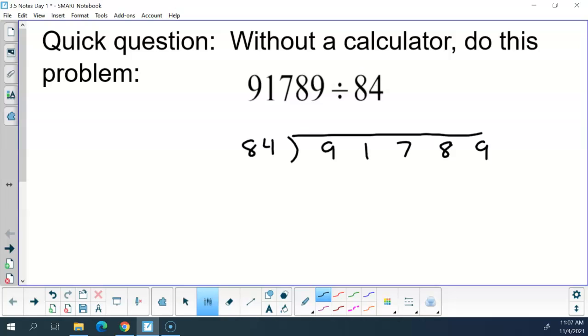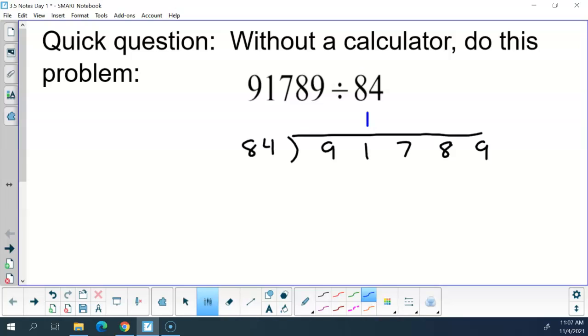How many times does 84 go into 9 first, right? Does 84 go into 9? No. Okay, so then how many times does 84 go into 91? Once. Okay? So where do I put the 1? On top of the 1, right? Okay? Then what? Subtract. So how did I get 84 though to subtract it?